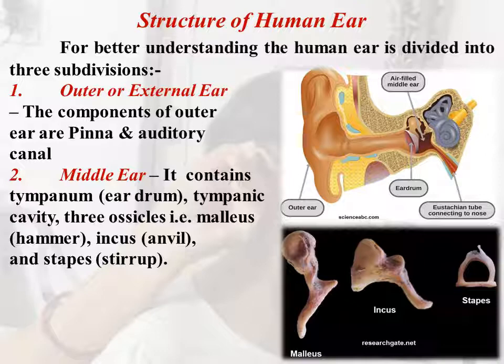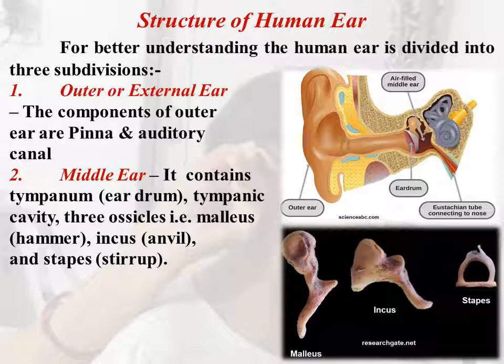The second part is the middle ear. This one is totally your middle ear. It contains the tympanum. We call it the eardrum. The tympanic cavity. This is your tympanic cavity. Three ossicles. Yes, these are the three ossicles which are found in the middle ear.